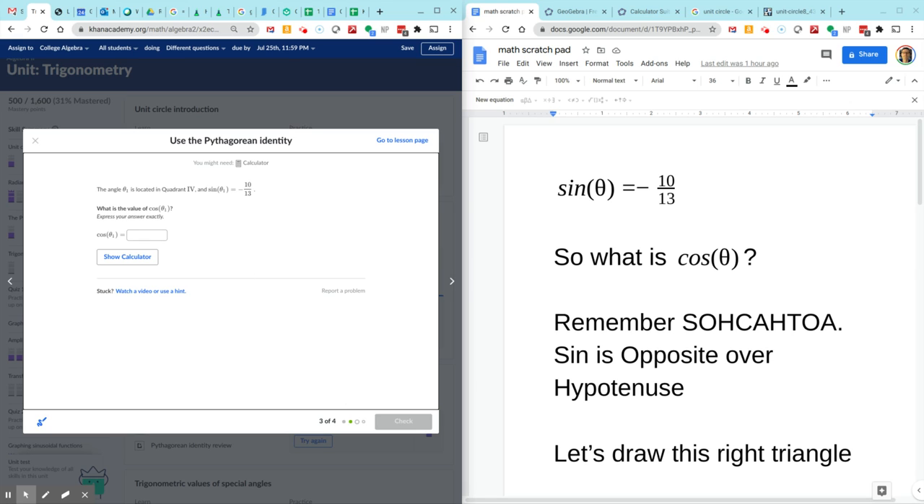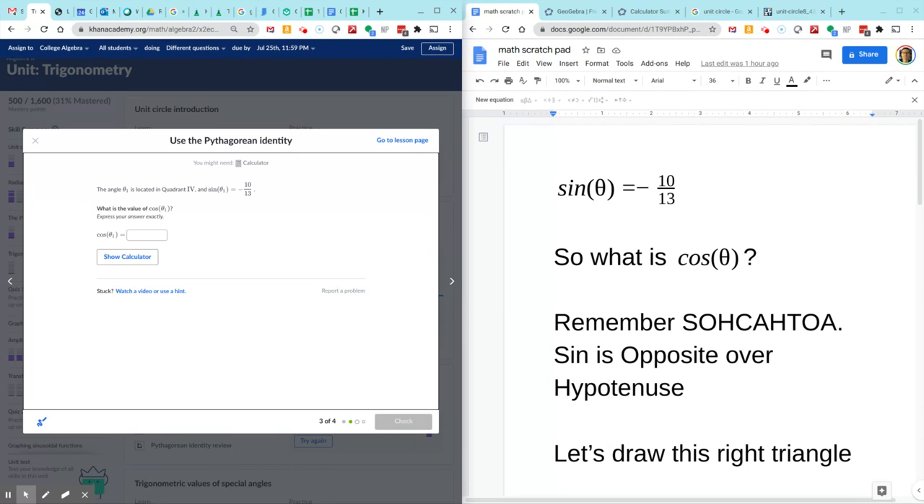Okay, I got a great question about the Pythagorean identity skill on Khan Academy. Khan says that the angle theta sub 1 is located in quadrant 4, and we know that sine of theta sub 1 is negative 10 over 13. We're just asked to express the exact value of cosine at that location.